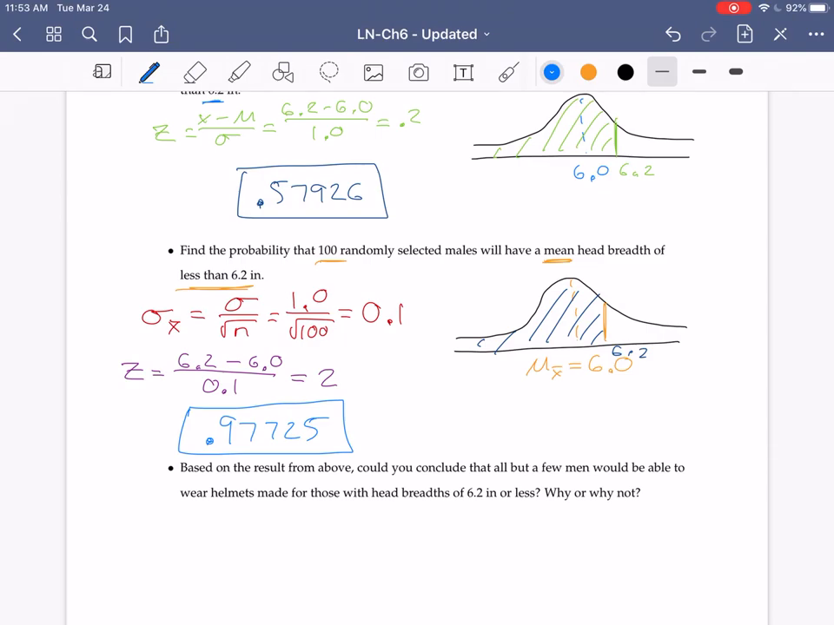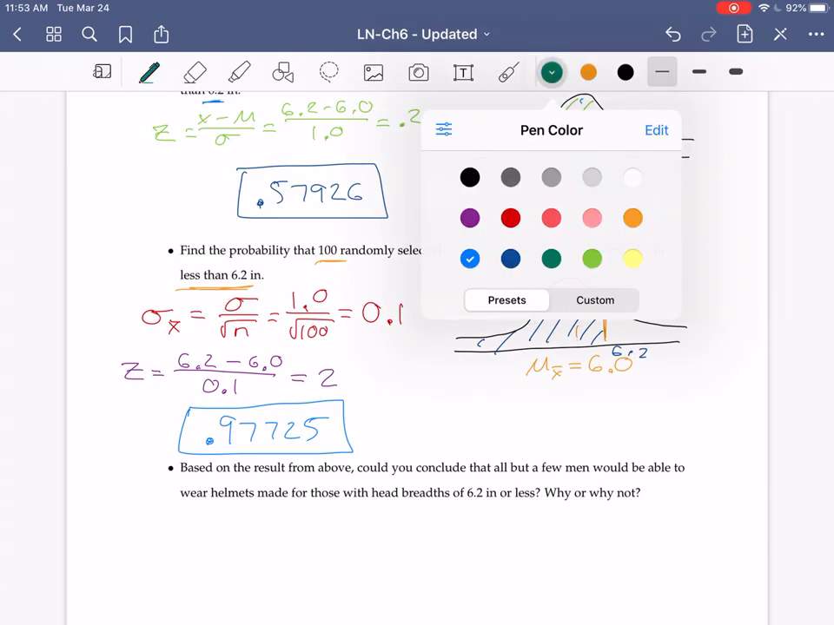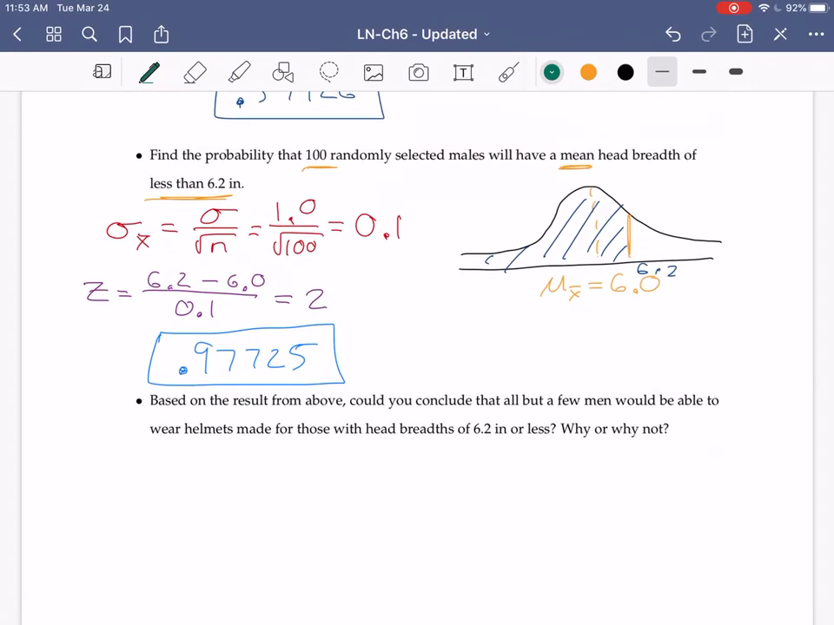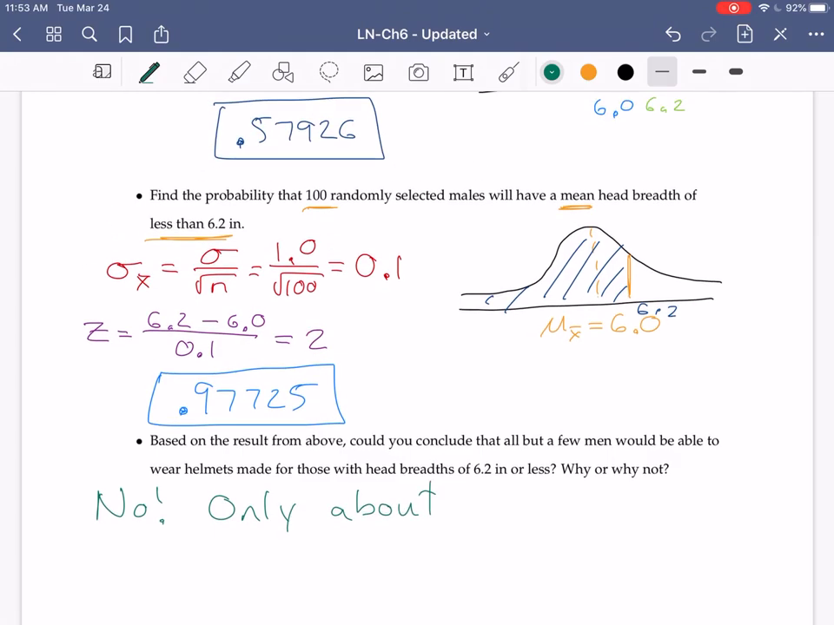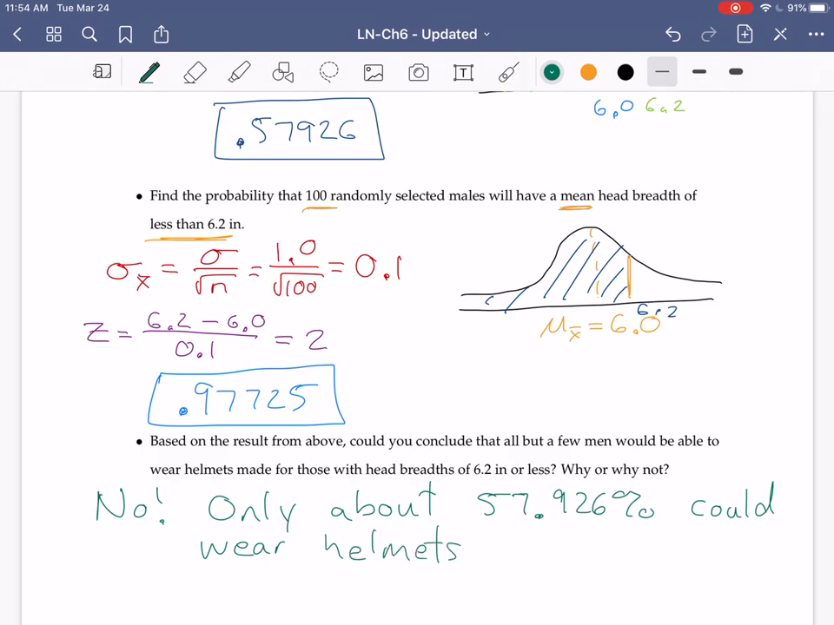That doesn't make sense. So the 0.57926, the individual probability, is more meaningful, right? And so I would say, could we conclude that all but a few men could wear helmets? No, we can't make that conclusion. Only about 57.926% could wear the helmets. Right? The individual has more impact than the group in this setting.